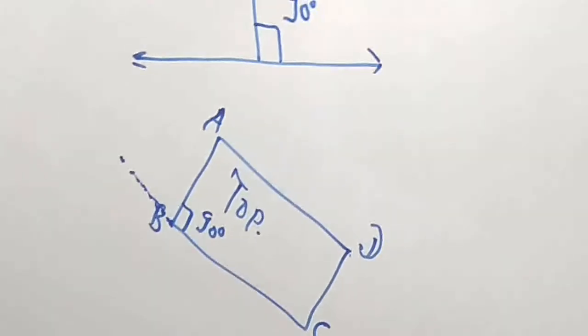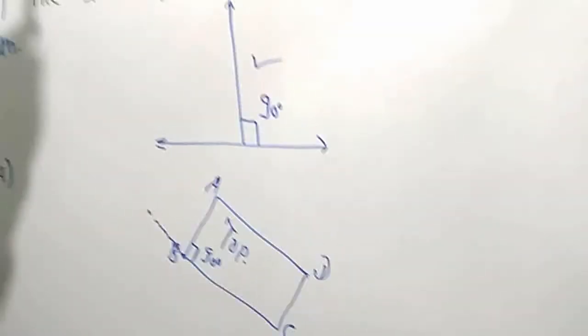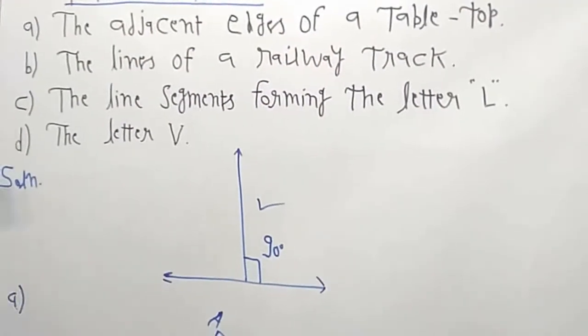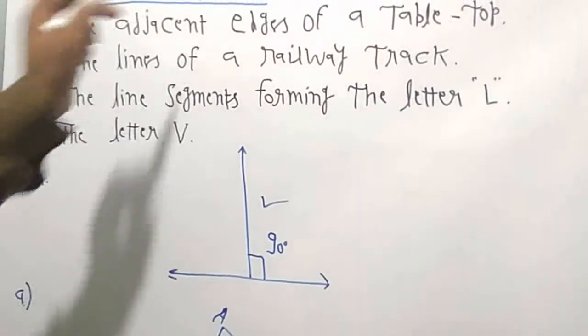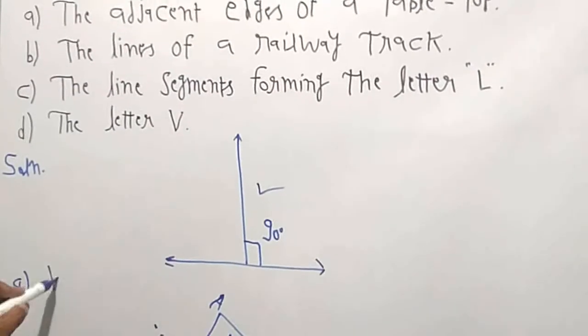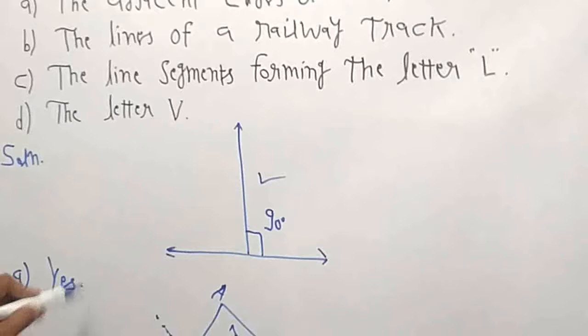So for A, we can say the adjacent edges of a tabletop have perpendicular lines. So it is a model for perpendicular lines. Yes is the answer for part A.